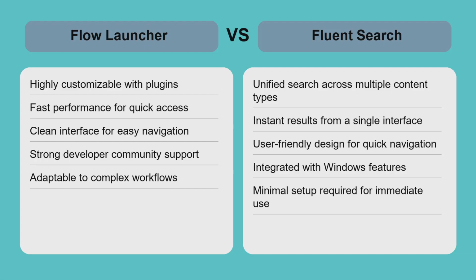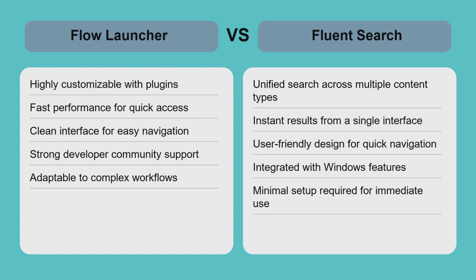Comparing Flow Launcher and Fluent Search highlights their different approaches. Flow Launcher excels in customization and extensibility, perfect for users who want to tailor their launcher with plugins for specific tasks, like running scripts or managing clipboard history.